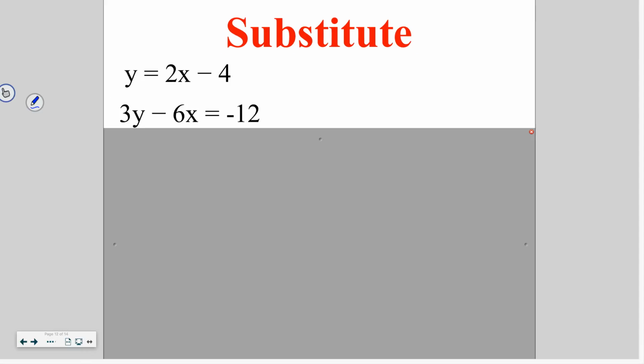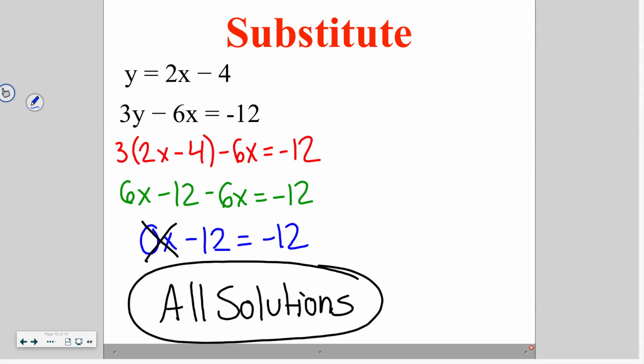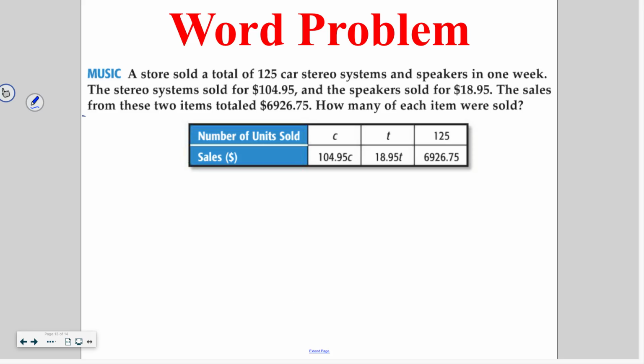Go ahead and try this one on your own. This is an example of an all solutions problem. Again, after we combine, our variables cancel out, so the 0x goes away, and we get negative 12 is equal to negative 12. So that gives us all solutions because it is a true statement. If you have questions about all solutions or no solutions, please let me know when you get to class.